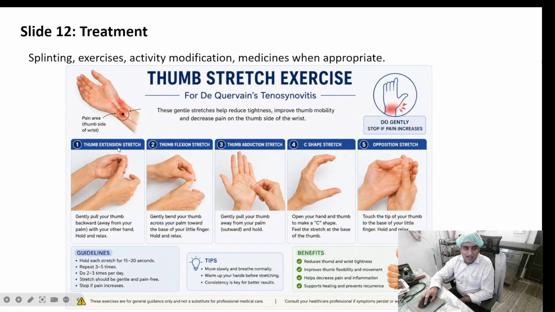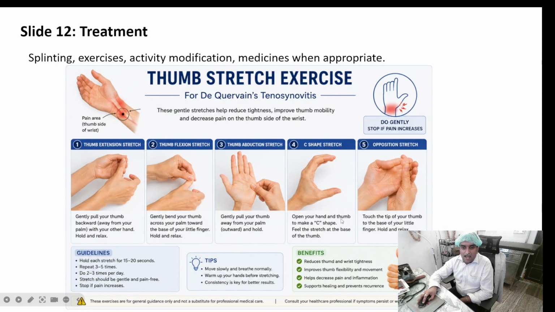So, thumb extension stretch. Gently pull the thumb backward away from your palm with your other hand. Hold and relax. Thumb flexion stretch. Gently bend your thumb across your palm towards the base of your little finger. Hold and relax. Thumb abduction stretch. Gently pull your thumb away from the palm outward and hold it.